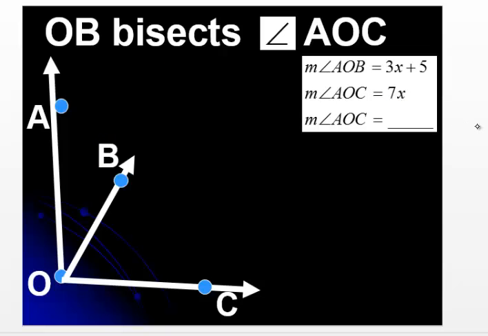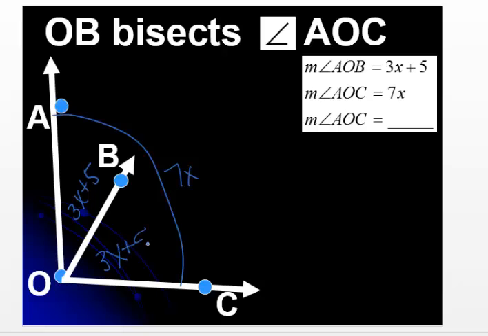In this next example, I have angle AOB is 3x plus 5, and I have AOC, which is the whole thing, is 7x. This one's different. Those two angles are definitely not equal to each other. So what I need to do is I need to come up with another name for this one. Well, I can call it 3x plus 5 because these two are equal. So that allows me to write an equation.